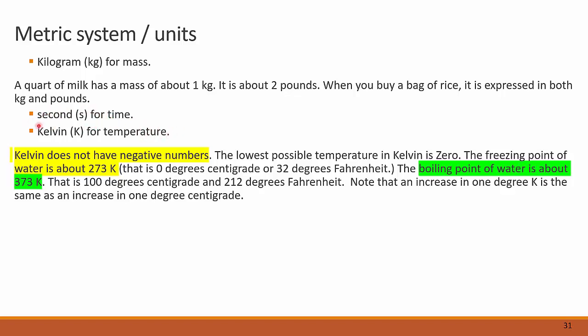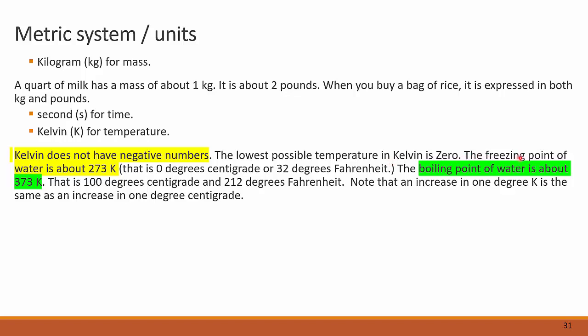The SI unit for temperature is the Kelvin. It's not the centigrade or Celsius. It's not the Fahrenheit. It is the Kelvin. What's special about Kelvin is that it does not have negative numbers. The lowest possible temperature in Kelvin is 0.